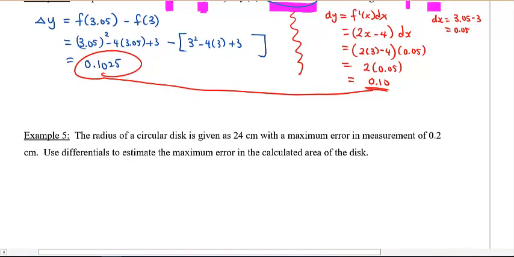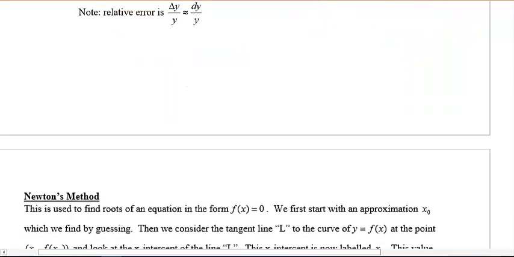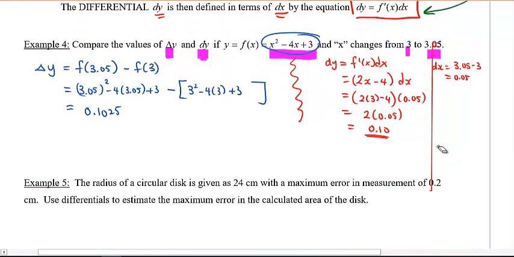Okay? So let's take a look at the next one. Here I've tried to apply it to a situation. You've got a radius of a circular disc. It's given as 24 centimeters, but we know there is error in your measurements, and the maximum error that we have is 0.2 centimeters. So that's the error in the measurement for the radius. I'm asking you to use differentials to estimate the maximum error calculated in the area of the disc.